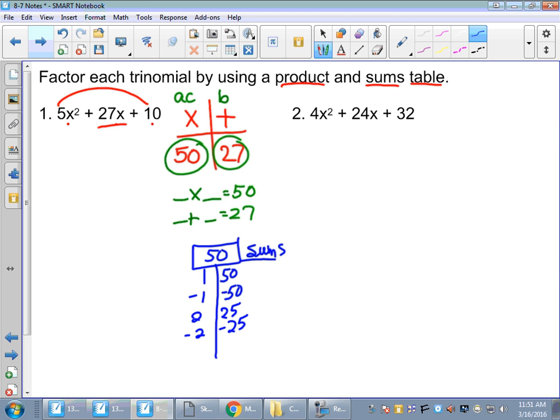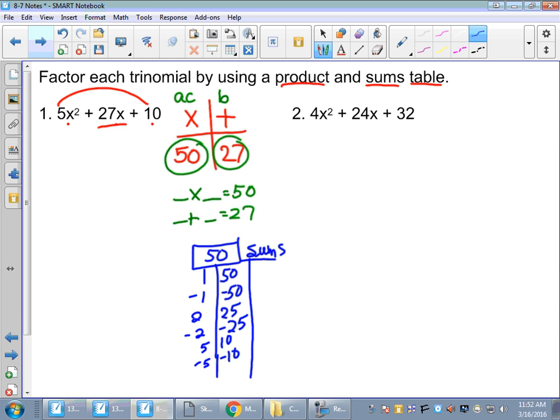3 doesn't go into it. 4 doesn't go into it. 5 goes into it 10 times. So -5 goes into it -10 times. 6 doesn't go into it. 7, 8, 9. We're done. We're back to 10. So now we're going to look at all the sums of these products.